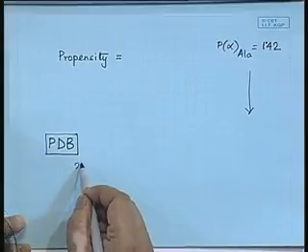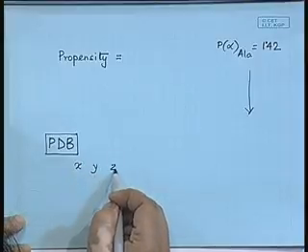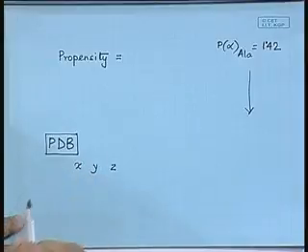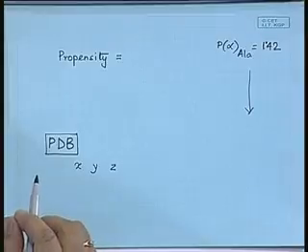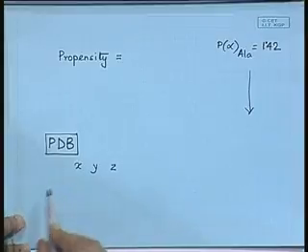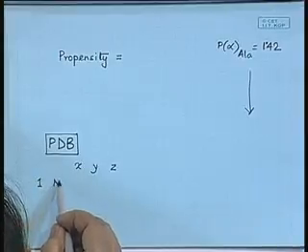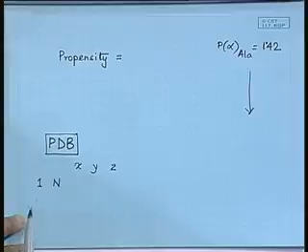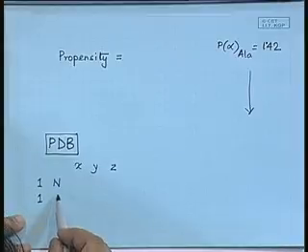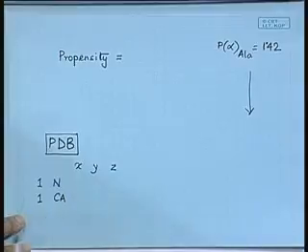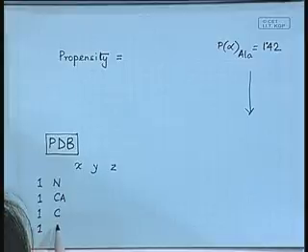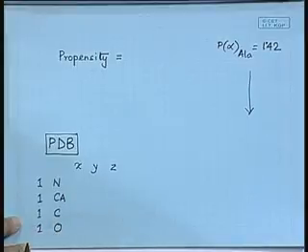You have the x, y and z coordinates for all the atoms except the hydrogens, because X-ray crystallography cannot look at hydrogens. So if I am looking at residue number 1, I am going to have a nitrogen for residue number 1. Residue number 1 will also have a C alpha atom associated with it. Residue number 1 will also have a carbon atom associated with it, that is part of the carboxyl group. Residue number 1 also will have an oxygen associated with it.